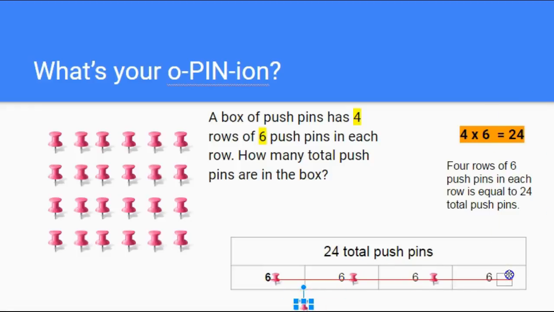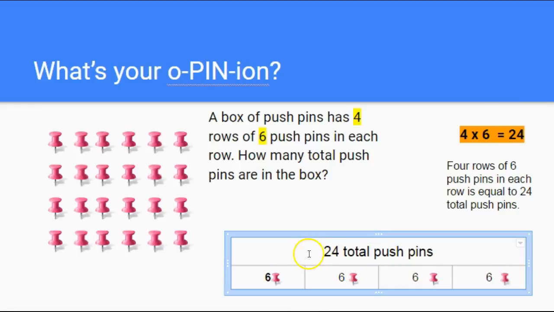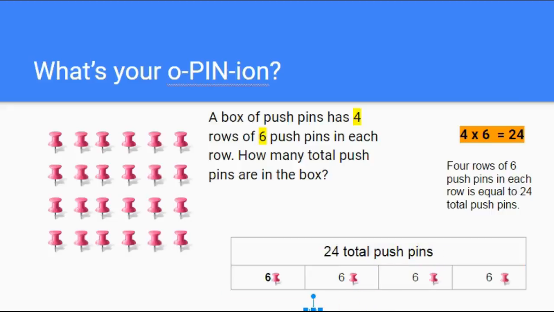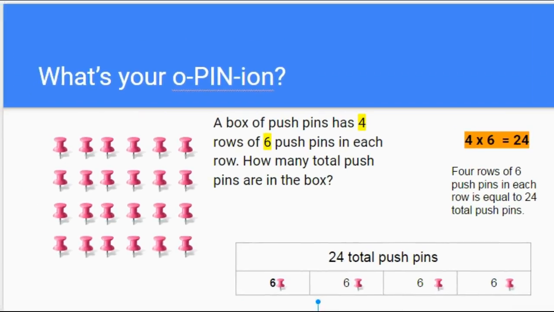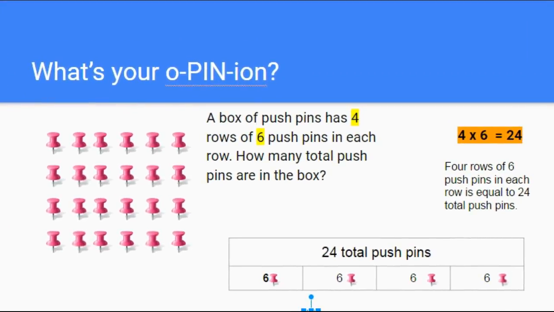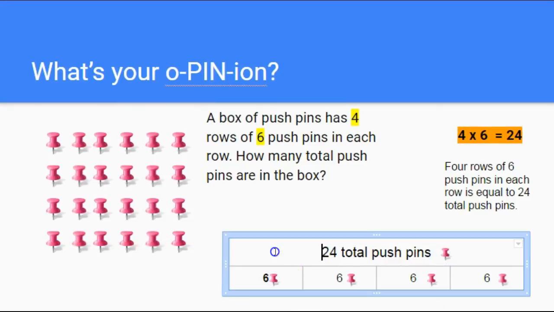So what does that illustrate? That illustrates that when I have 24 total push pins, and I can even put 1 push pin over here too, it will represent, there we go. Okay, so we have 24 total push pins, 6 push pins, 6 push pins, 6 push pins. I want to highlight all those and make them bold. I should have done that earlier. And now I can see how that relates.